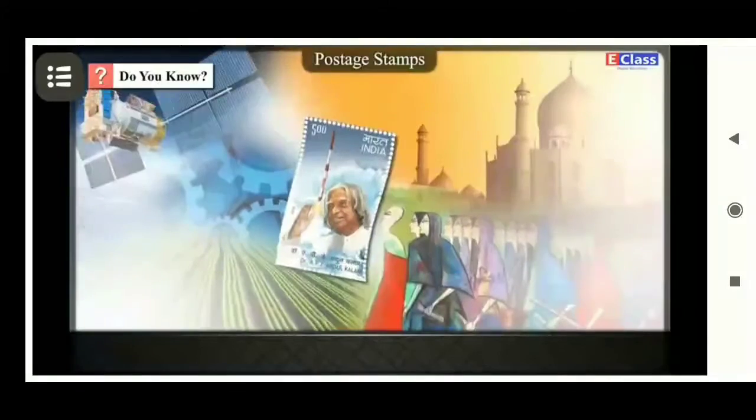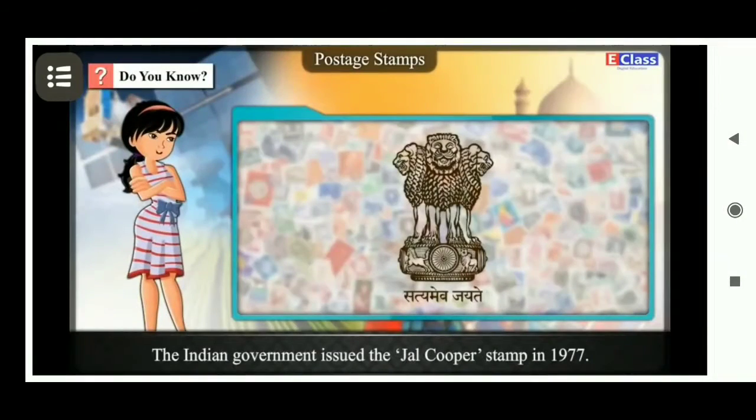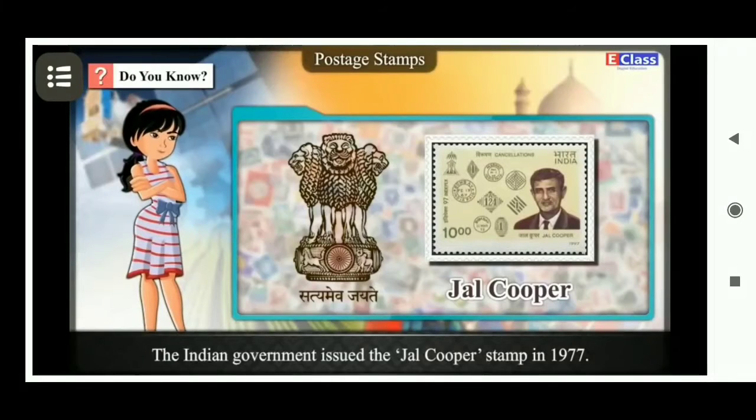Do you know? The Indian government issued the Jarl Cooper stamp in 1977.